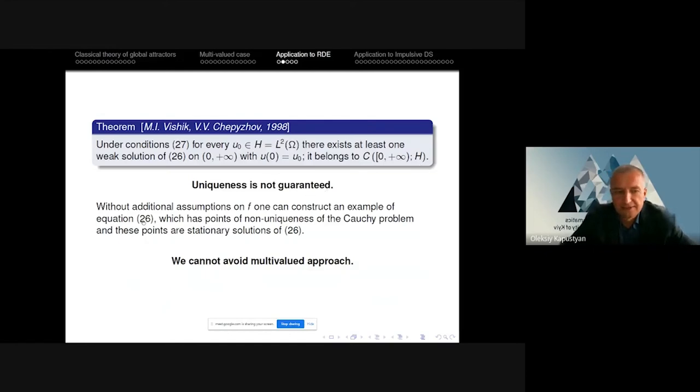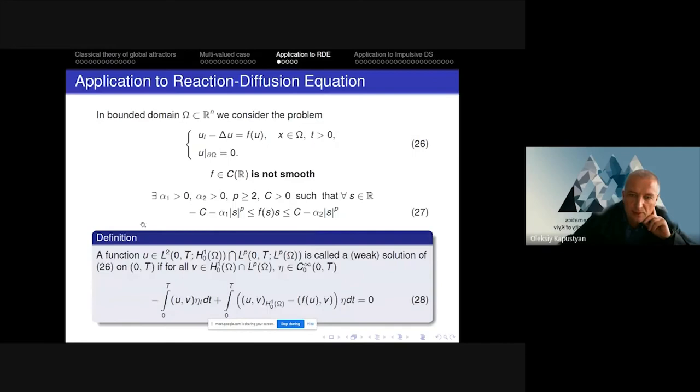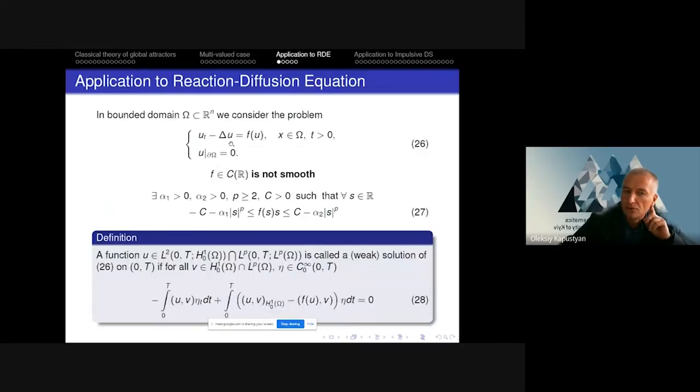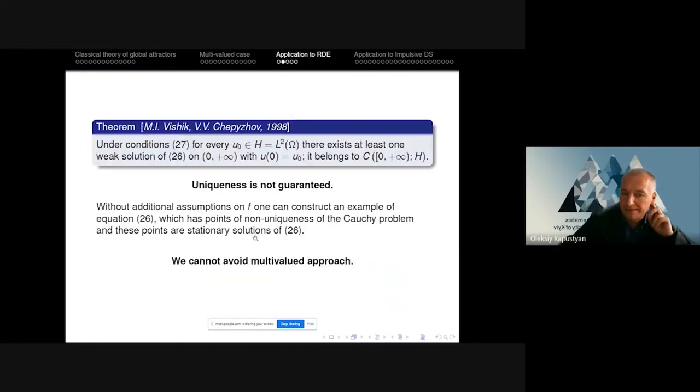And a very interesting fact is that without any additional assumptions on F, one can construct an example of an equation like that one, which has a point of non-uniqueness of the Cauchy problem. And these points are, in fact, stationary solutions of our problem. So these points must belong to the global attractor, and we cannot avoid the multivalued approach.